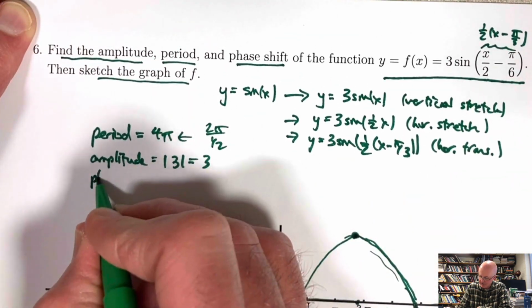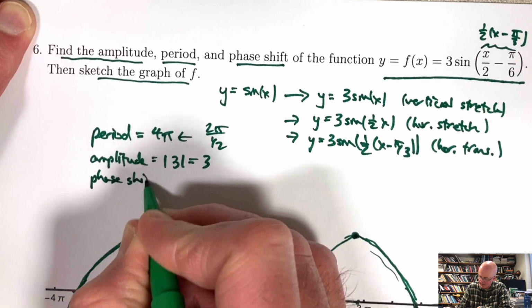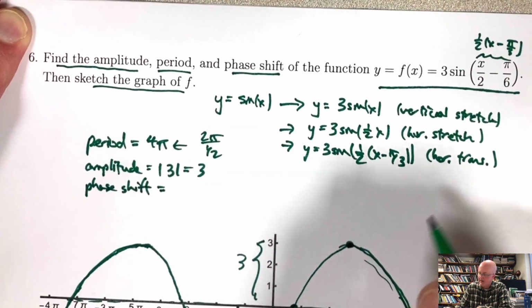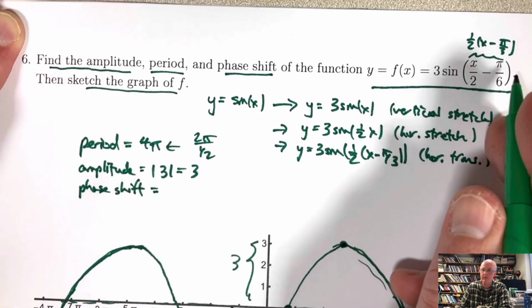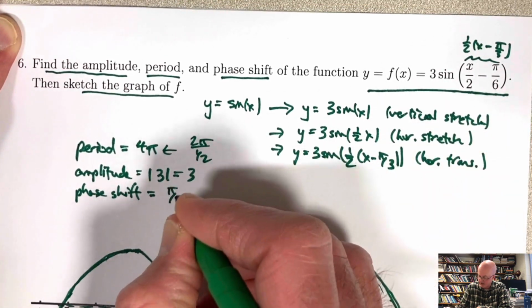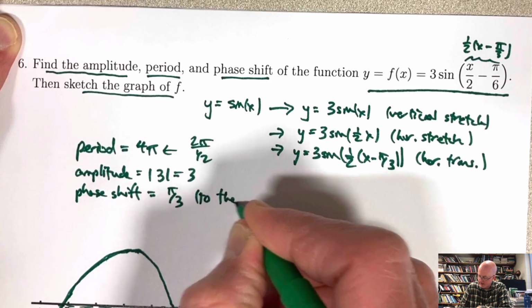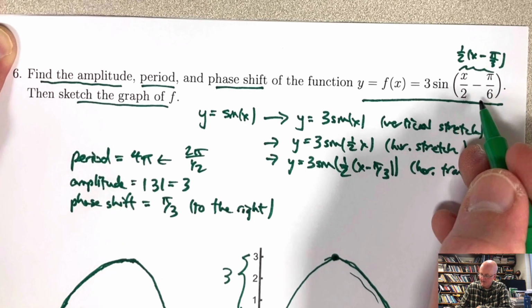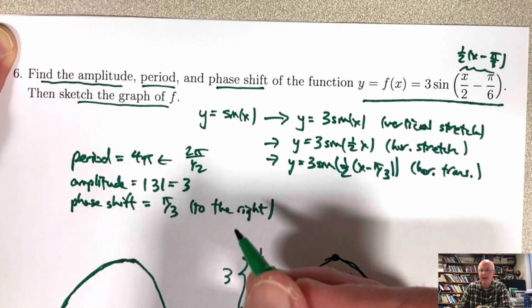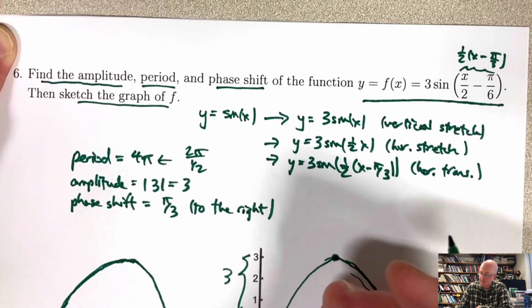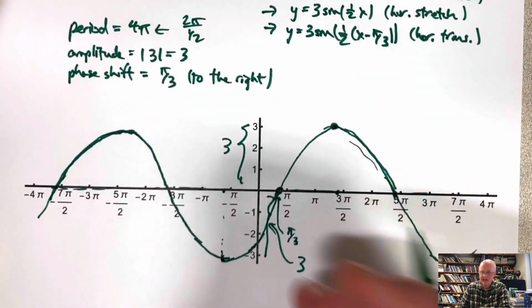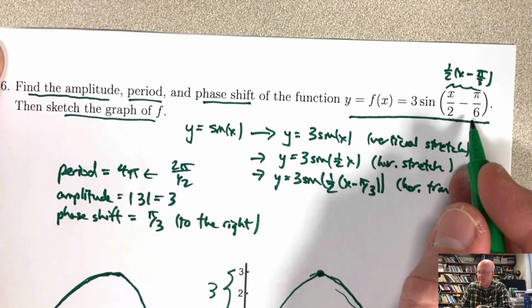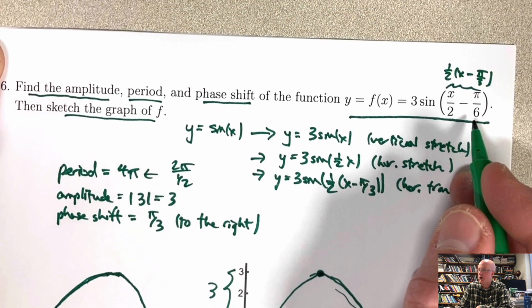And the phase shift is just another name for the horizontal translation. It's not to the right by pi over 6 units, it's to the right by pi over 3 units. It's pi over 3 to the right. If this had been a plus pi over 6 in here, the phase shift would have been negative pi over 3. The fact that it's negative means it would be a shift to the left. And we sketch the graph. I will tell you also that sometimes this minus pi over 6 is called the phase angle. That's another name that people bring into this sometimes, but it doesn't have to be thought of as an angle.